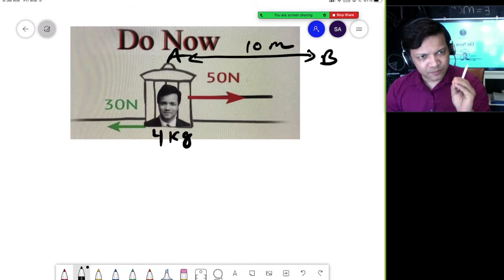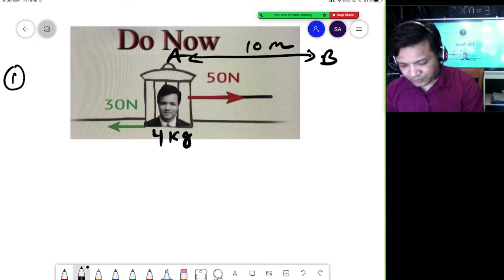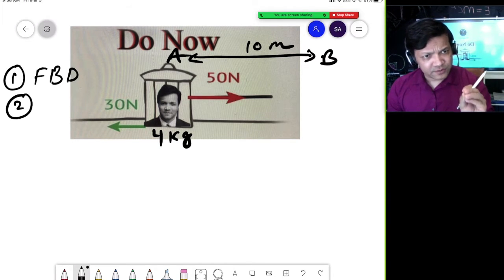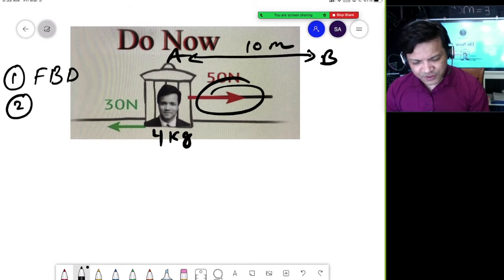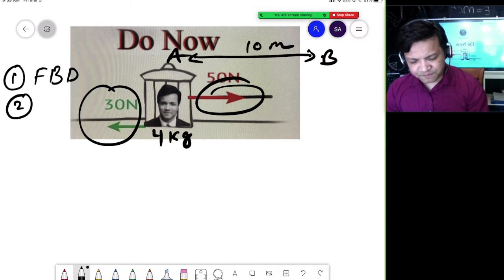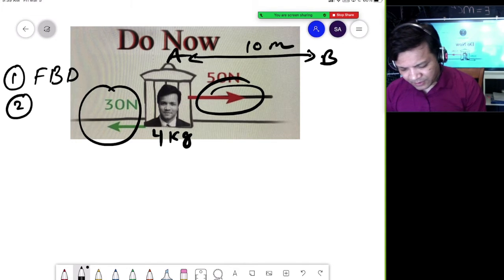I want you to first do the free body diagram. Number 1. Number 2, I want you to find out the work done on this box by each and every force. Okay, so how many forces acting on it? It looks like 4 forces acting on it. Tension force, friction force, the gravitational force, and the normal force. So let's do the first step, and that is free body diagram. So free body diagram right here.